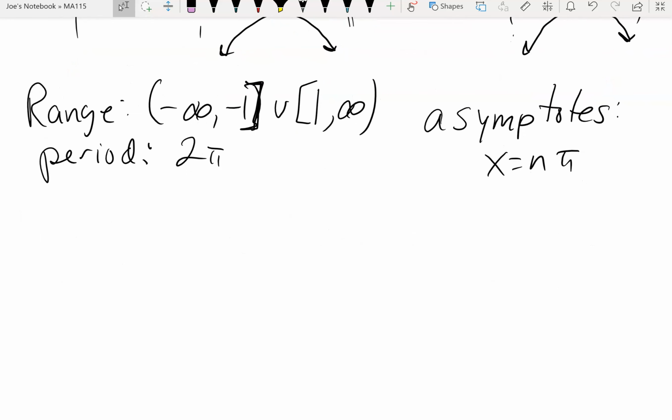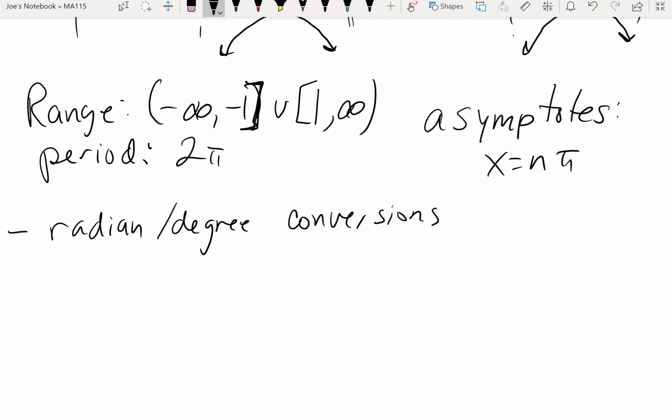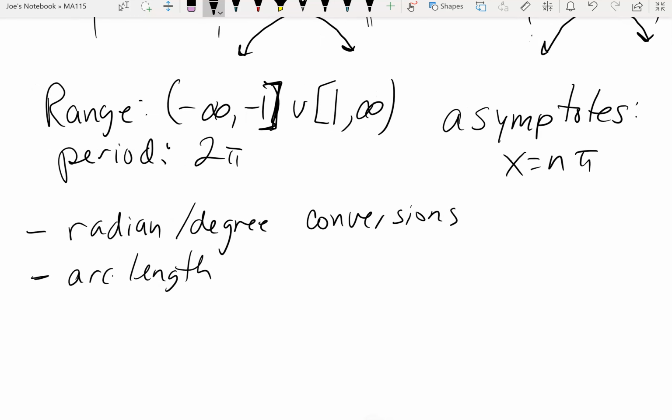Okay. All right, so as far as the test goes, you had the radian and degree conversion stuff, right? Being able to convert an angle from degrees to radians and vice versa. We did, what else? We did arc length. And this also had to do with linear speed and angular speed that went along with this.